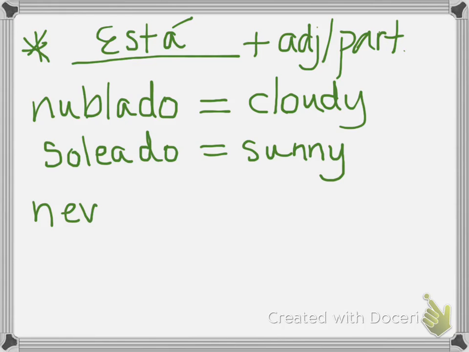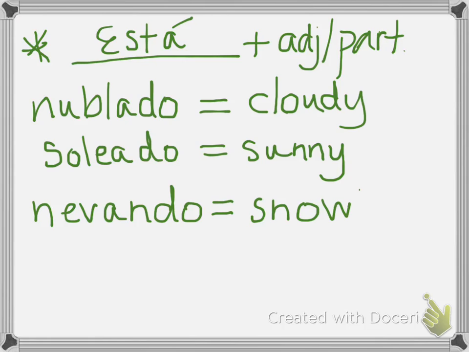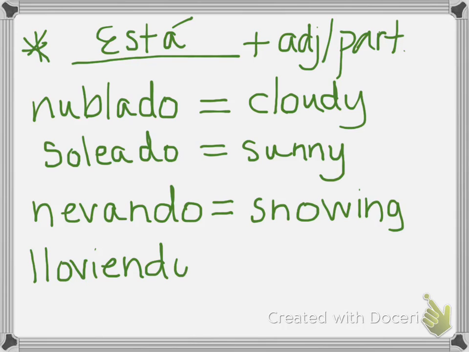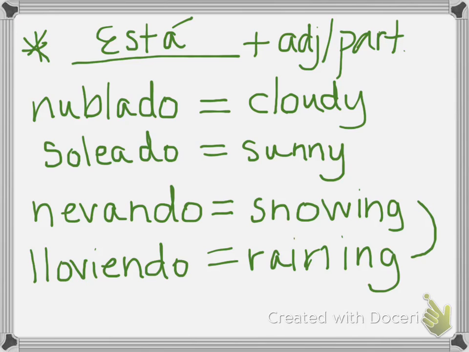And then some participles for you. We have nevando, which comes from the verb nevar. And it means snowing. So está nevando, it's snowing. And then we have the verb llover, okay? And then we take that and form our yendo, lloviendo. It's raining, está lloviendo. Okay, and then these two are going to be used to emphasize that this is happening right at this moment.